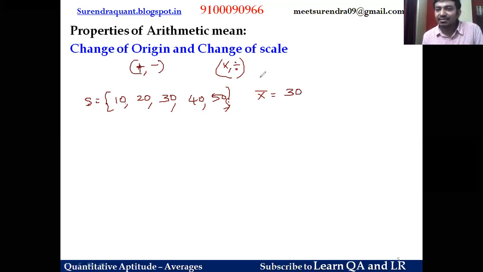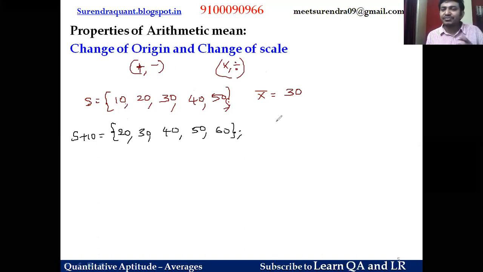Now I am going to change the origin. I am going to make some changes to this. Let's see how the average will change when I add 10 to every element of the set. So for every element of set S, we are adding 10. So now 10 plus 10 is 20, 20 plus 10 is 30, 40, 50, and then 60. When I add 10 to every element, what is the average now? 40 is the average, the middle term is the average, right?